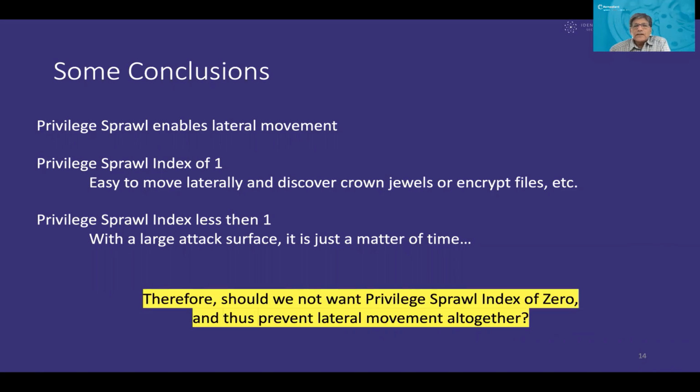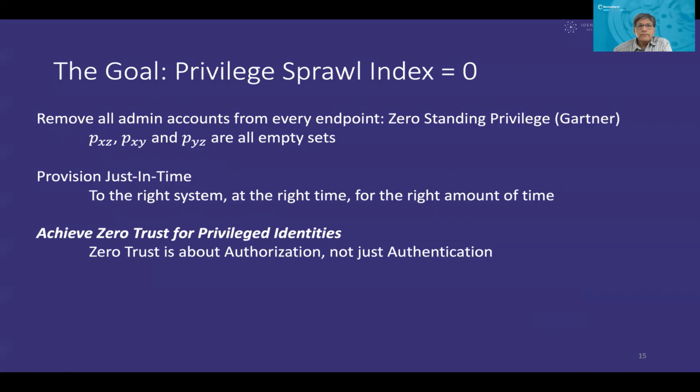So then our hypothesis is, should we not want a privilege sprawl index of 0? And then isn't that going to prevent lateral movement completely? So the idea is, to stop or prevent lateral movement, we should be at a privilege sprawl index of 0, or we must be at a privilege sprawl index of 0. So that's the goal, privilege sprawl index of 0.